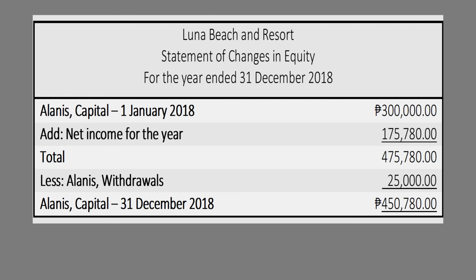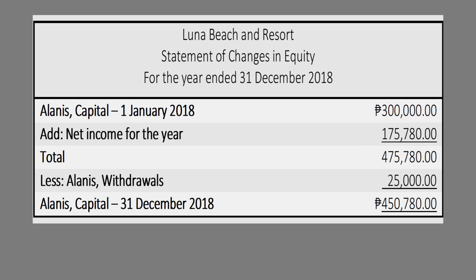Kagaya nga ng sinabi ko kanina, the focus of our lesson for today ay for single proprietorship lamang. So, ang statement of changes in equity na sample na ito ay para sa sole proprietorship. Let's consider Luna Beach and Resort. So, para sa kanyang heading, we have the name of the business, the financial statement, and the date. Meron siyang date na December 31, 2018.